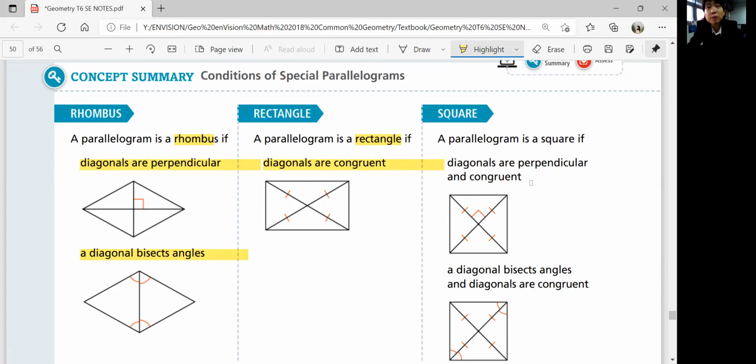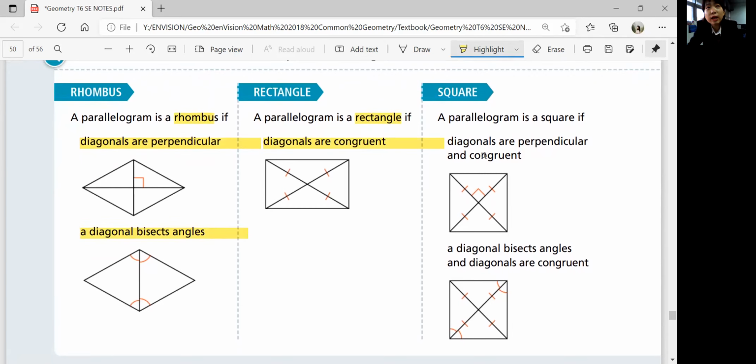It's a square if it's both, right? So basically, you can also check if the diagonals are perpendicular and congruent, or if a diagonal bisects angles and diagonals are congruent. If they meet all these, then it's a square. Okay, so these two are different. The first condition, the diagonals are perpendicular and congruent. The second condition, you don't know if they're perpendicular, but the diagonal bisects angles and the diagonals are congruent, it's basically going to be perpendicular. But once you have this information, then it's enough to say, oh, it's a square. I don't need to look further.